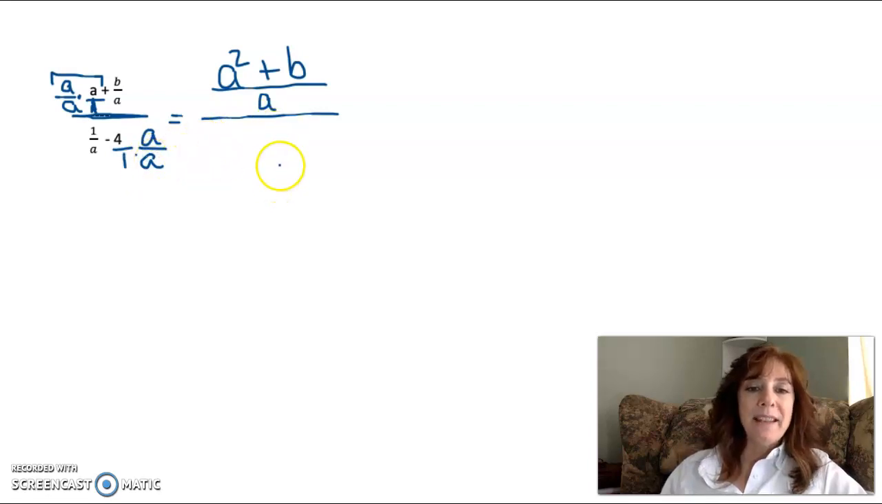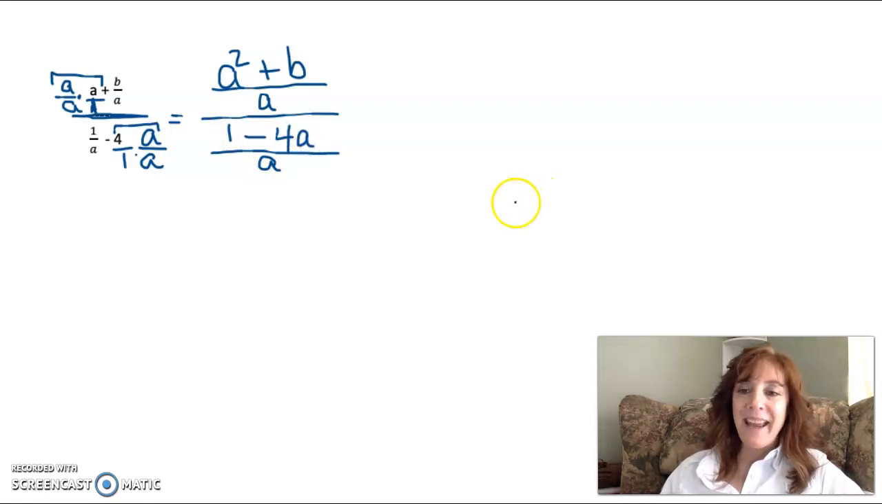I'm going to rewrite this denominator. I'm adding the fractions. They both have the common denominator of a. I'm going to add the numerators. 1 minus, and then I combine this 4 times a. 1 minus 4 times a. Now I have a whole fraction divided by a whole fraction.